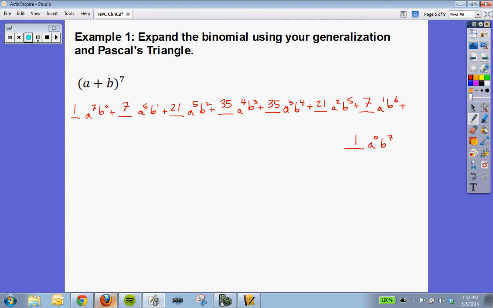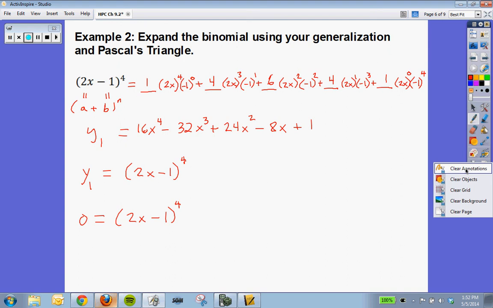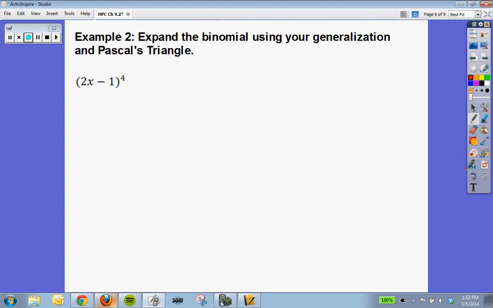So this works out really nicely when we just have an a and a b. But what happens when we have something like this? What are we going to do when we have 2x minus 1 to the 4th power? So we have 2x minus 1 to the 4th. And what we want to do is we want to think of the 2x as our a value and the negative 1 as our b value.